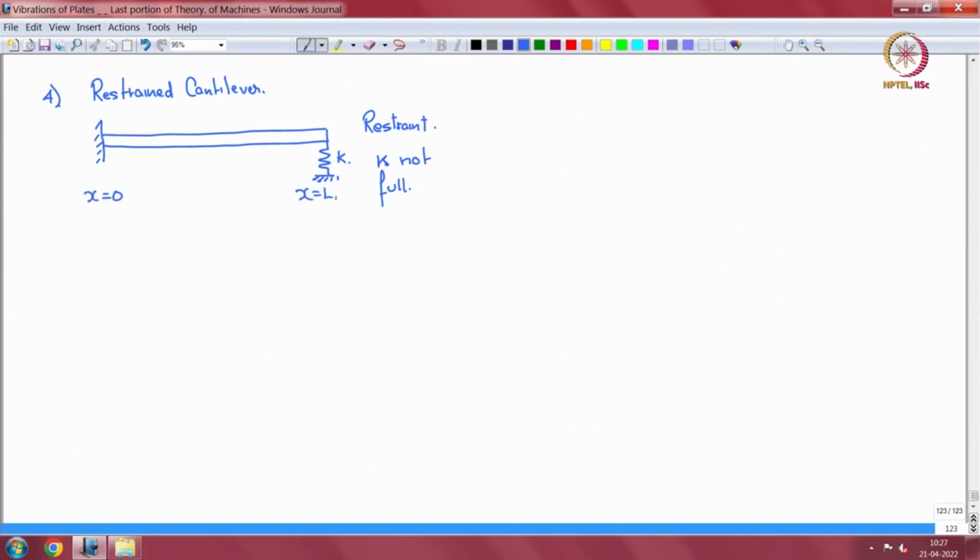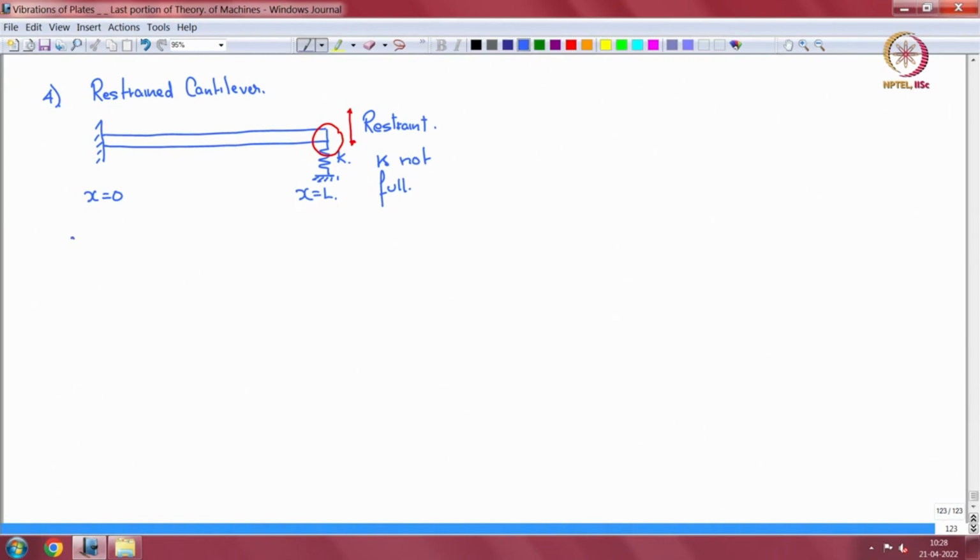So now this spring will apply a force. The spring, while deflecting, will apply a force up or down, whatever. But that is a force condition, which is a natural boundary condition. So we don't have to worry about that.